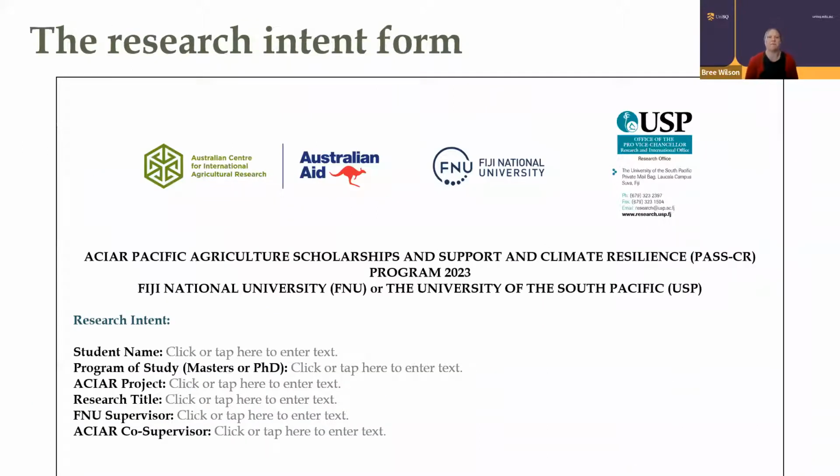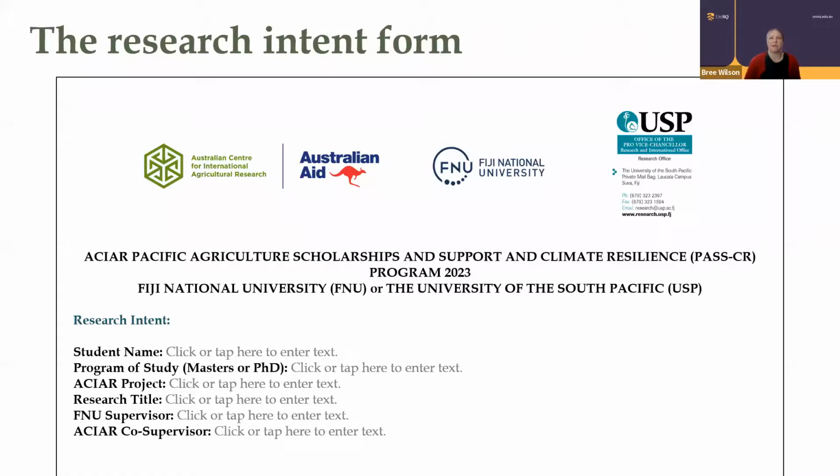So this is the form that you would have seen for the research intent for this scholarship scheme. I've got both logos on the form just to show you what it looks like. So if you're applying to FNU, you just see the FNU logo. And if you're applying to USP, then just the USP logo.